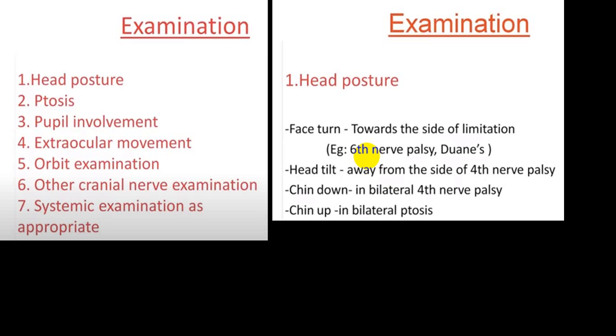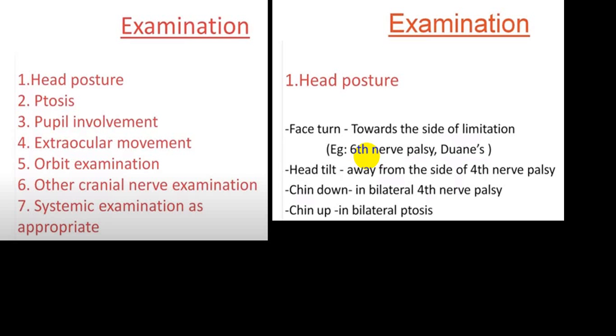So to have that particular field of vision, he will turn the head to the right side to have that particular posture. So head will be tilted away from the side of the 4th cranial nerve palsy in case of 4th cranial nerve palsy, where chin will be down and head will be away from the 4th cranial nerve palsy. While in case of a 6th cranial nerve palsy, it will be towards the side of limitation, means towards the side of damage. So that will be the typical posture.